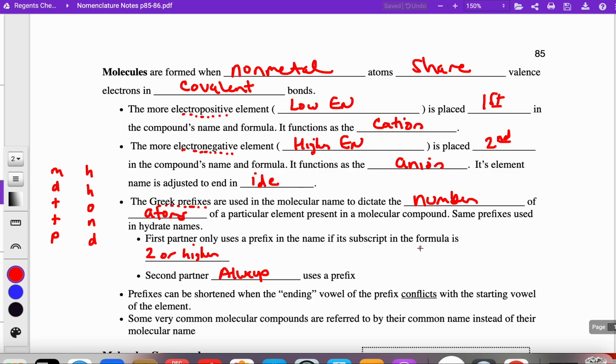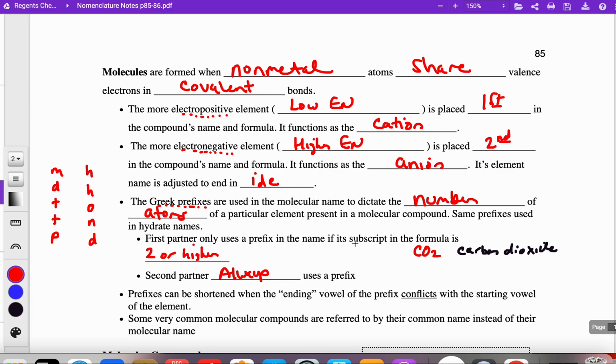Here is a chemical formula, CO2. And without thinking, most of you are right away going to say the name of CO2. It is carbon dioxide. So carbon is first, its subscript is 1, no prefix. So the first partner only uses a prefix if its subscript is 2 or higher.